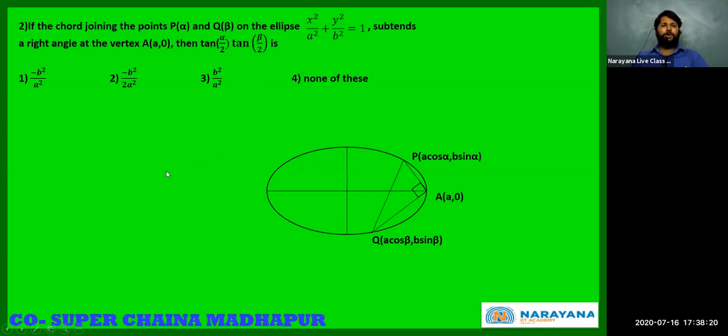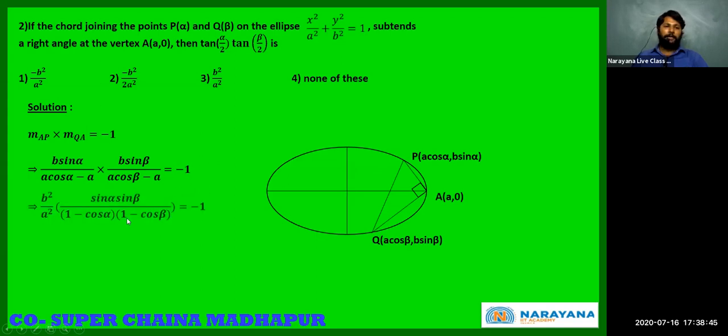All right. So we know since this is a right angle triangle, therefore slope of AP into slope of AQ should be -1. Correct? Right angles. And therefore, because all the coordinates are given, substitute, right? So I'll have b sin alpha upon a cos alpha minus a into b sin beta upon a cos beta minus a. This is equal to -1, right? So from the numerator, you bring b² outside. From the denominator, you bring a² outside, right? So b² upon a² is sin alpha sin beta upon (1 minus cos alpha) into (1 minus cos beta).